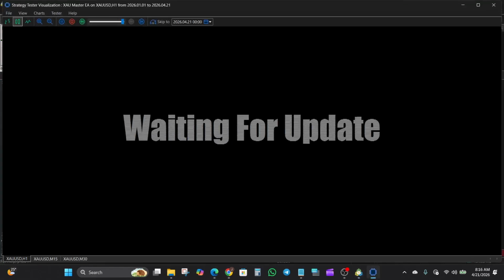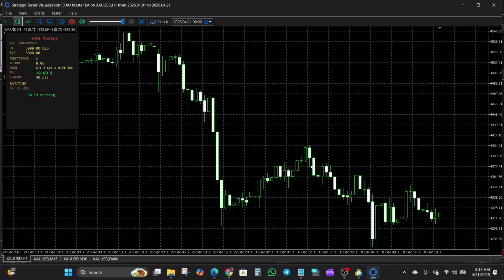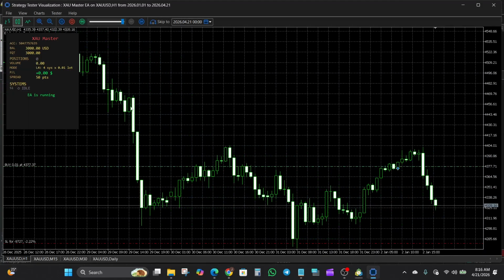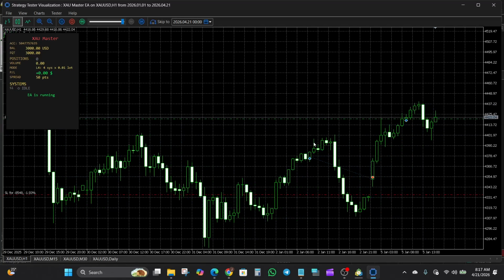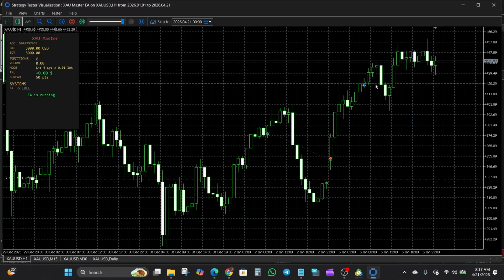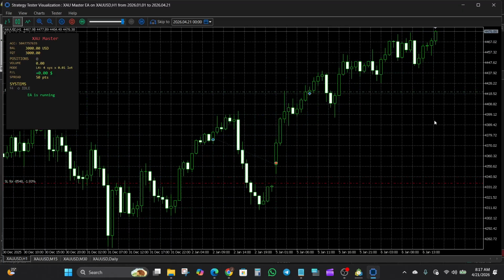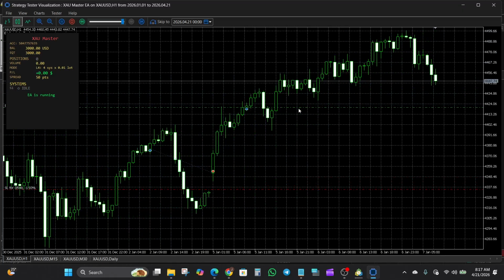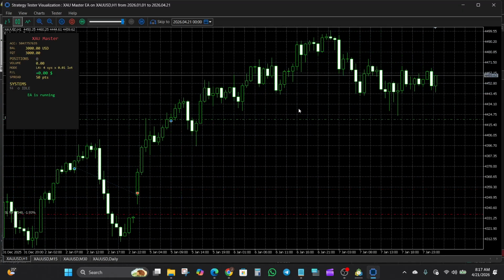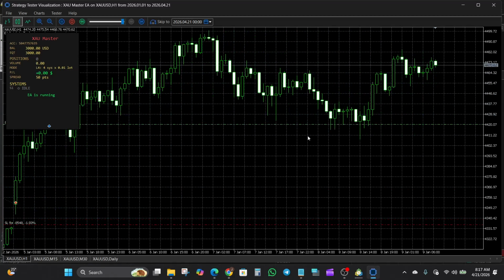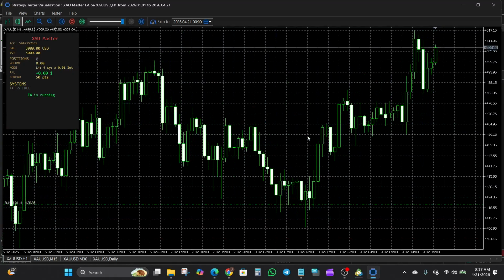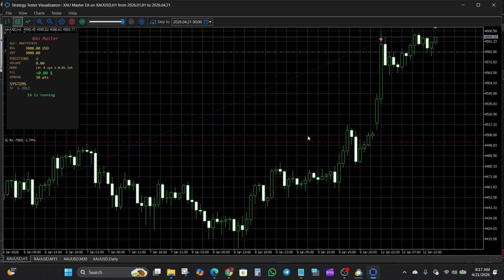So we are in the strategy tester, and right away, one thing stands out, right? There are multiple trades being opened at different times, sometimes even overlapping, right? And that makes sense because we are dealing with multiple strategies running simultaneously.